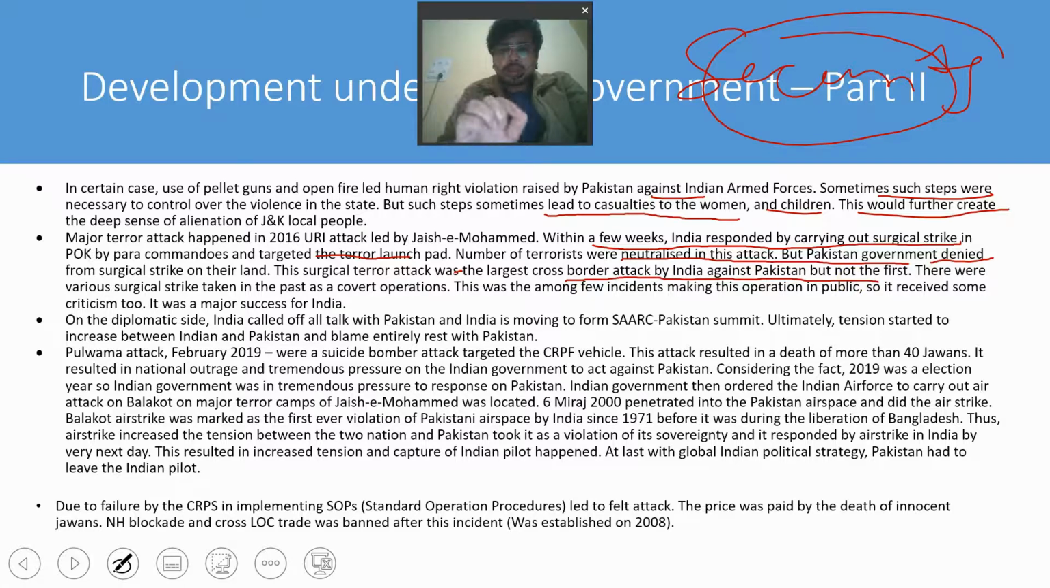India came into the public forum saying that we have done a surgical strike, but it was not the first time. It has been said by various experts that the government of India made this public just to create a positive image among the public. There were various surgical strikes taken in the past and covert operations as well. This was among the few incidents where the operation was made public. So it received some criticism too, as it was a major success for India, and people asked why this surgical strike was announced in the public forum.